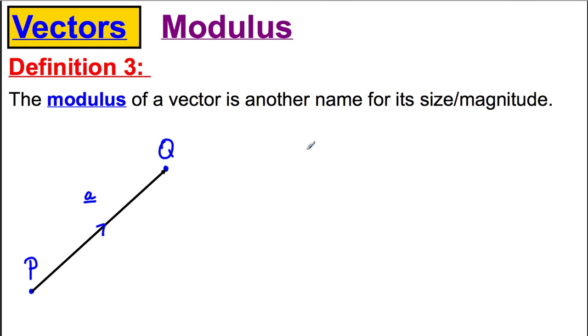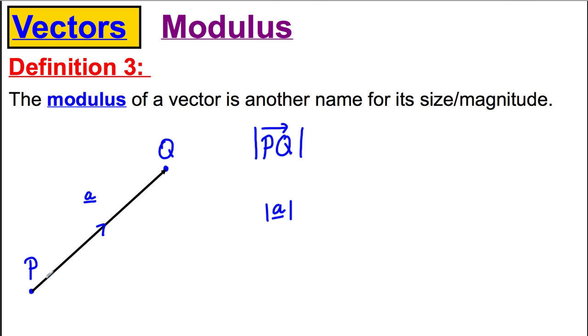Now, the way we can write it, you need to know how to write it. PQ, that's how you write the vector P to Q. And its modulus, you write with a modulus sign around it. Okay? Or you do the exact same thing with the little vector A. You put a modulus around it. Okay, so that's how you write these, and the modulus is how long it is.